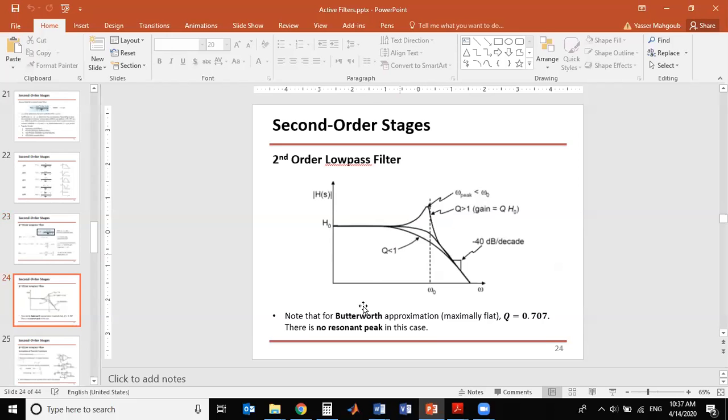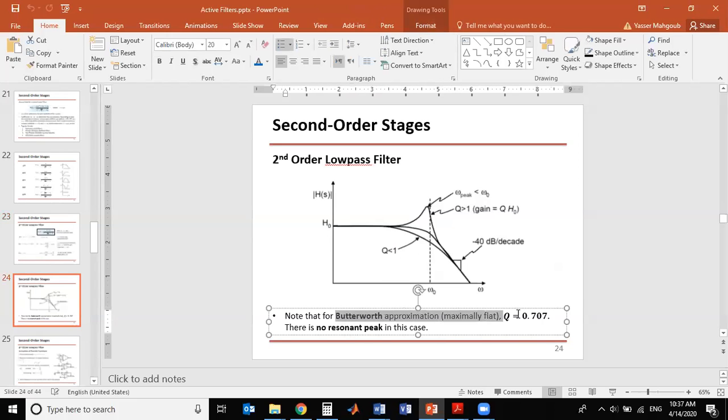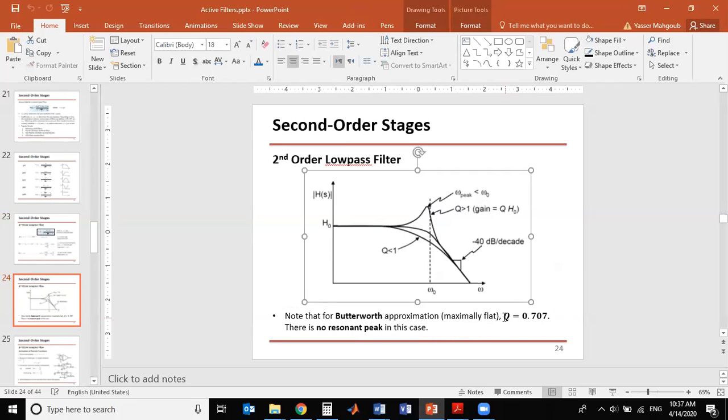Okay, and as I mentioned, for Butterworth, Q is 0.707. So if the question asks you to design a Butterworth second order filter, then you choose Q as 0.707 and use it for the design.